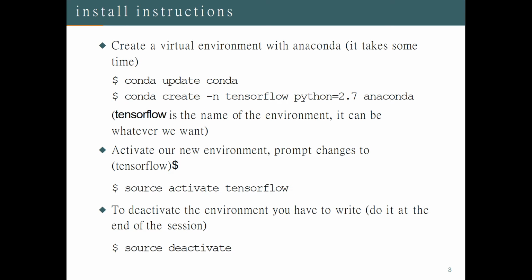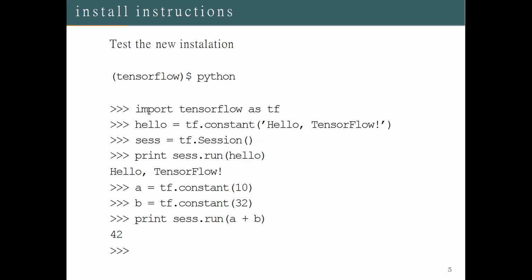Now, install instructions. Create a virtual environment with Anaconda. It will take some time using conda update conda. We will install TensorFlow using conda create -n TensorFlow python=2.7 anaconda. Activate our new environment: source activate TensorFlow. To deactivate, we'll do source deactivate.